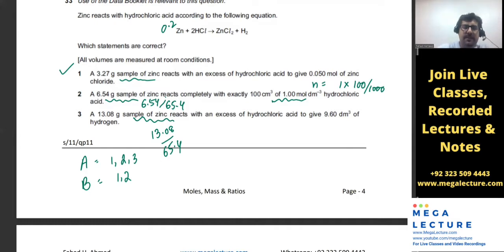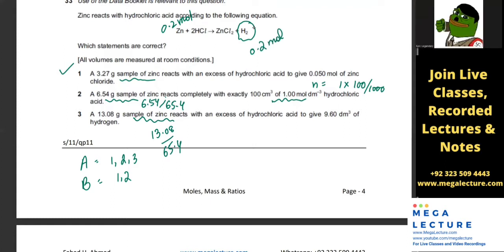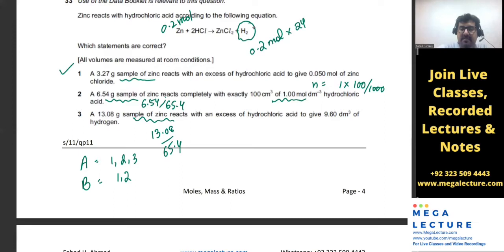So 0.2 moles. It reacts and gives 9.6 dm cube of hydrogen. So will it give 9.6 dm cube of hydrogen? It's 1:1. So how many moles of H2 would be produced in this case? It's going to be 0.2 moles, right? Yes, sir. You can multiply it by 24 dm cube and you're going to get 4.8 dm cubes. So you're not going to get 9.6 dm cubes. So this statement is also wrong, right? Is that clear?